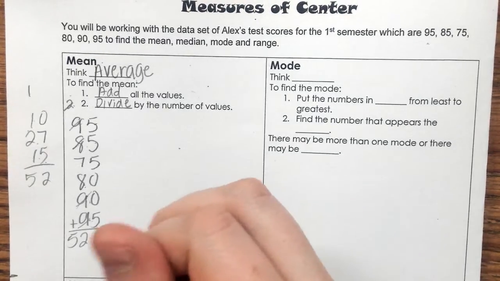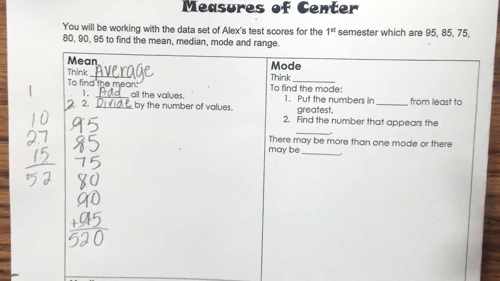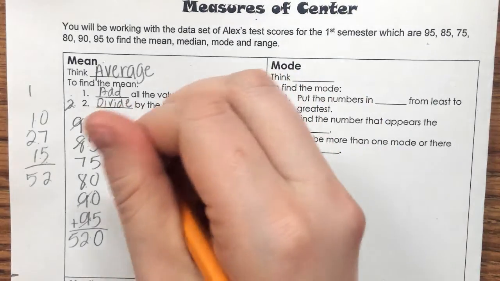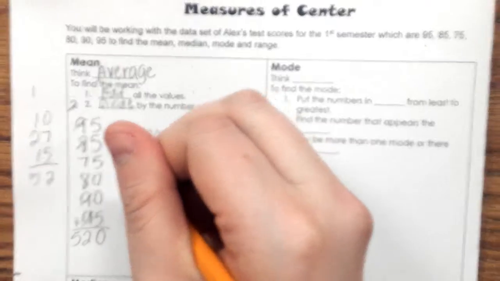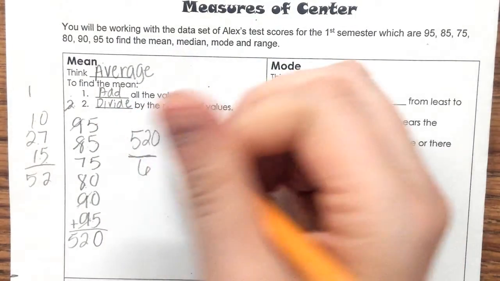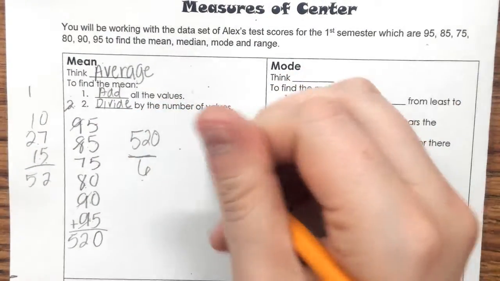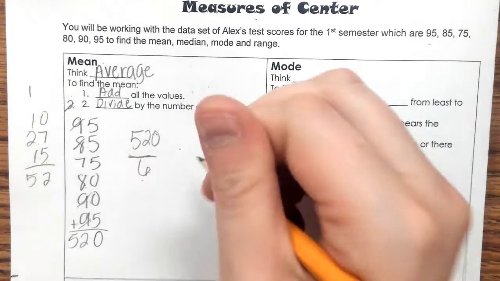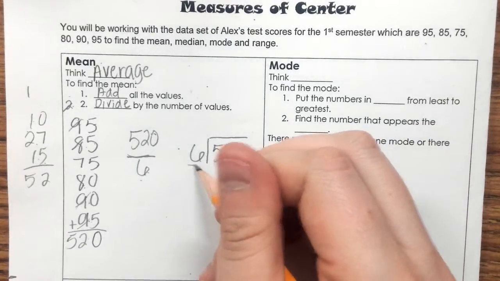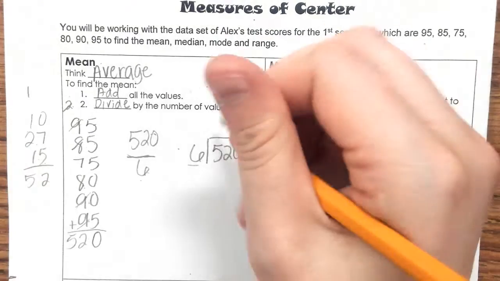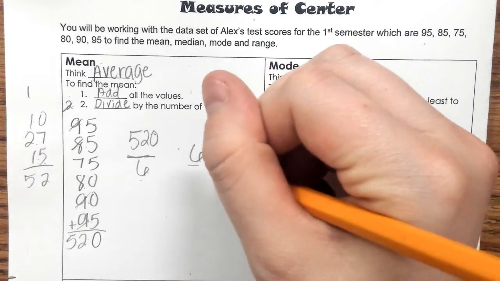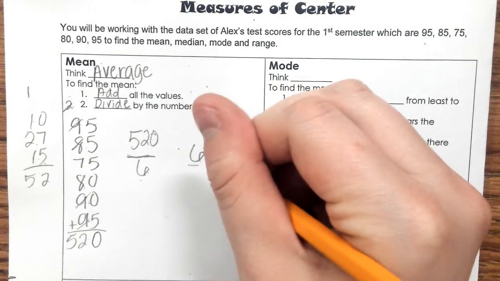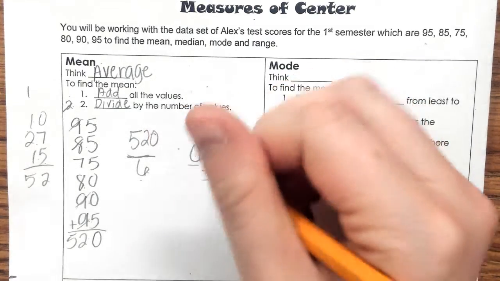All right, so now that we've added all the numbers, we're going to divide by how many test scores he had. Remember, it was 6. So we're going to do 520 divided by 6. This is the number inside, this is the number outside. Remember, numerator inside, denominator outside. So how many times can 6 go into 5? 0. How many times can 6 go into 52? 8. So we subtract 48 because 6 times 8 is 48.